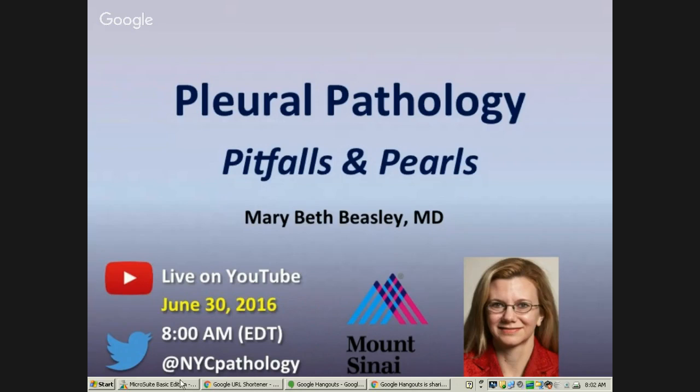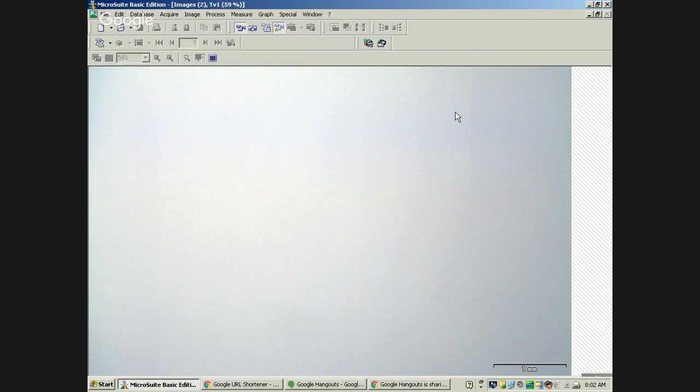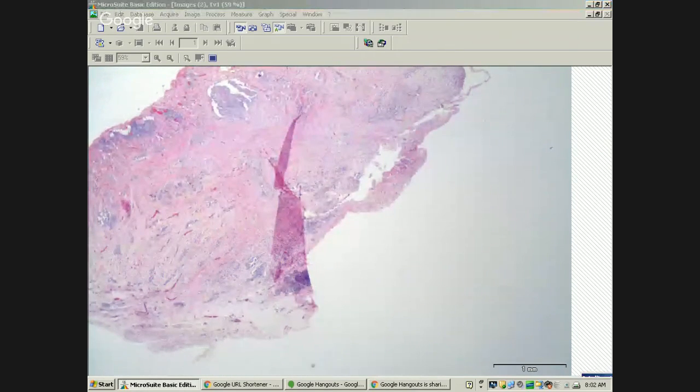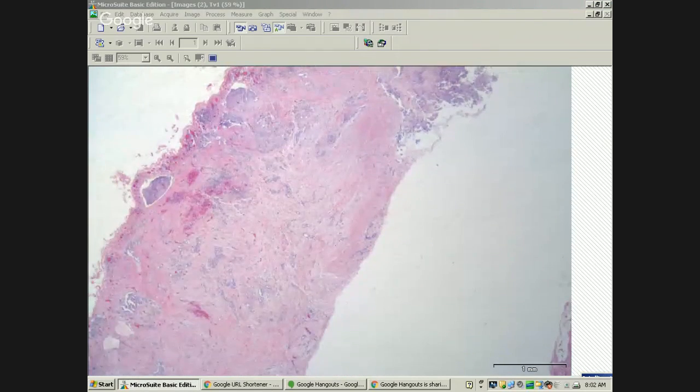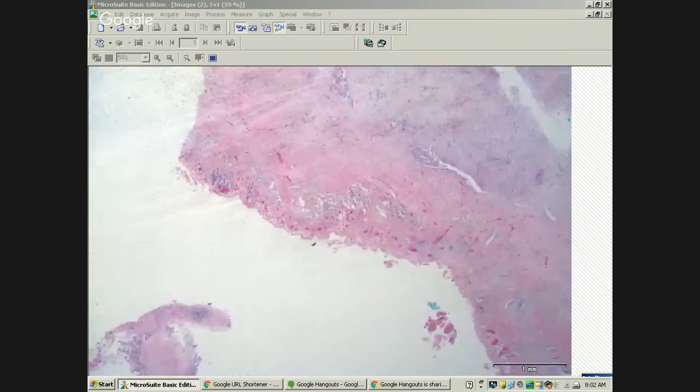Okay, thank you. So today we're focusing on pleural pathology. I brought 12 cases. I'm not sure if we'll get through all of those, but hopefully you will learn some beneficial information as well as some pitfalls to avoid. So we'll start off with a kind of basic one.